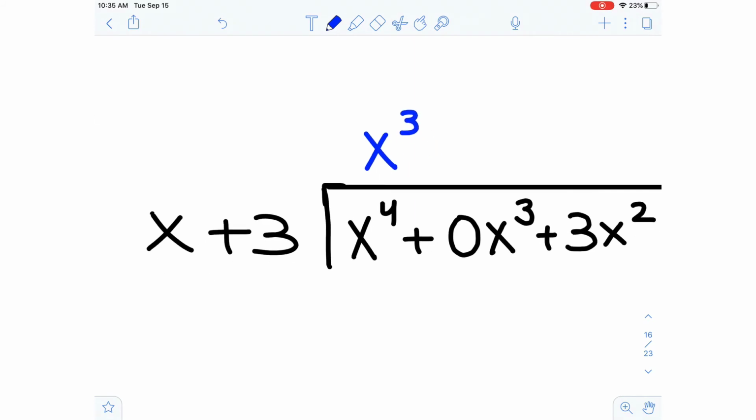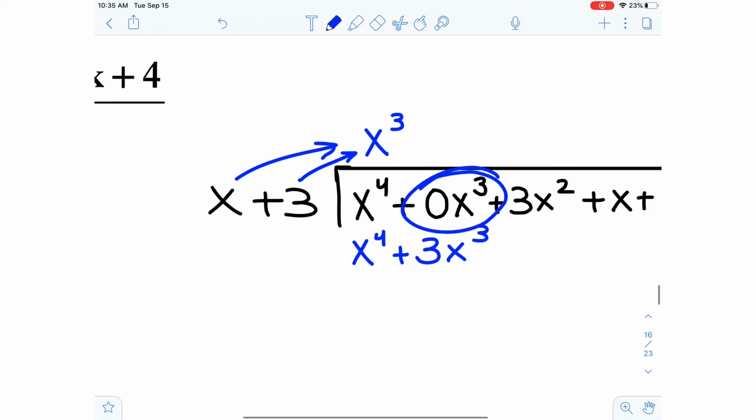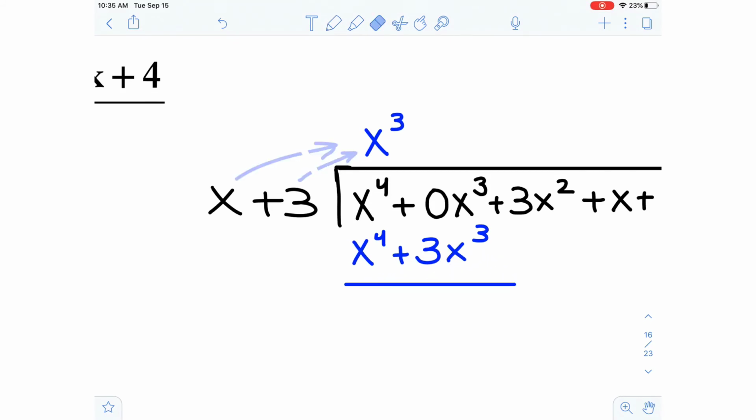Now I'm going to multiply. x times x cubed is x to the 4th. And I'm going to then also multiply. You have to multiply both of the outside pieces by this. So then it's a plus 3x cubed. That is why I had to write in the 0x cubed, because if I didn't do that, my terms would not line up. So now I'm going to draw the line, change all the signs.